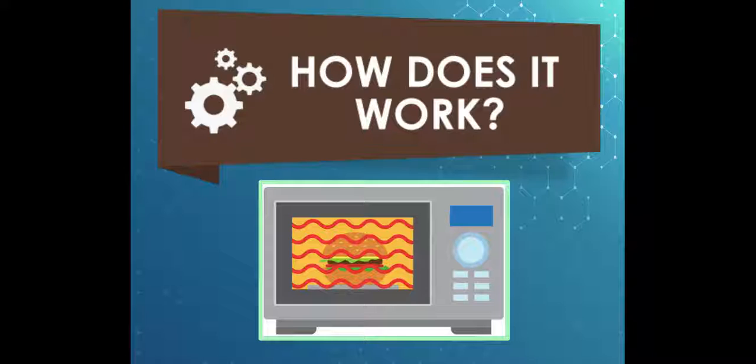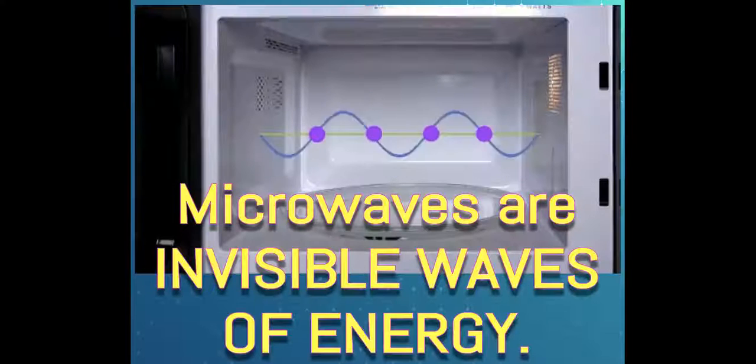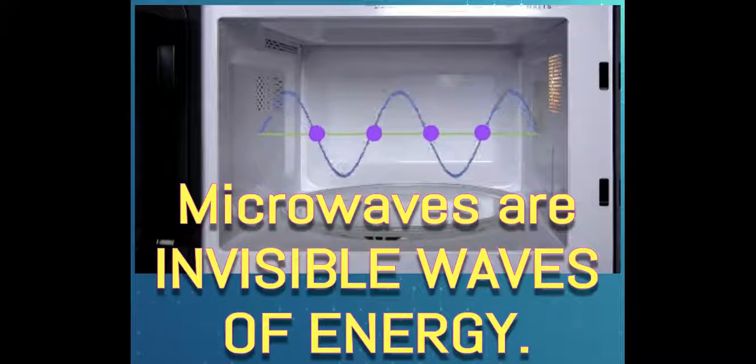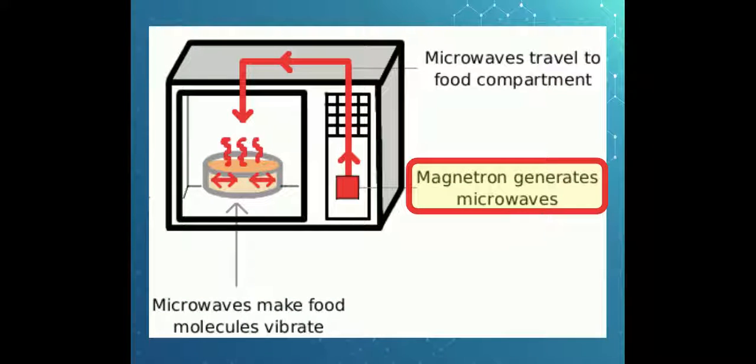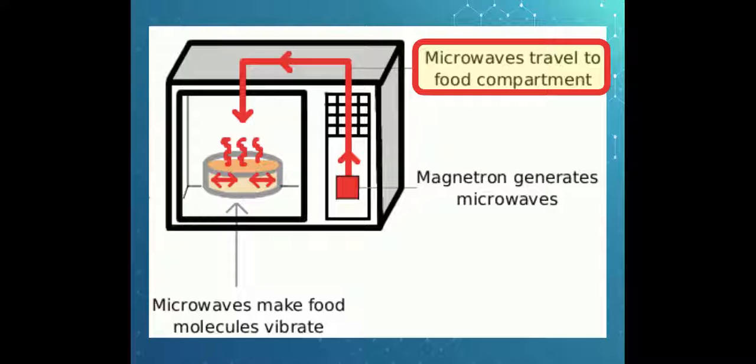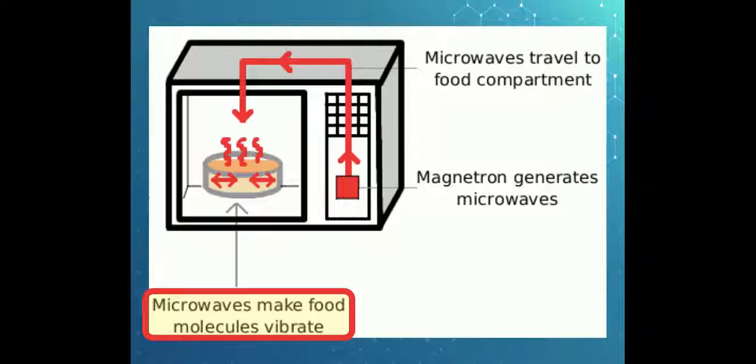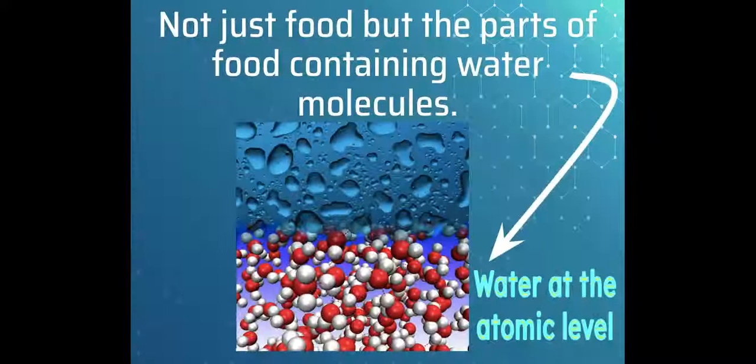Okay, so to continue learning about this, we need to also understand how a microwave is able to work. Microwaves are actually invisible waves of energy. In the microwave, there is a device called the magnetron that generates these microwaves. And the microwaves are going to travel to the food compartment and make food molecules vibrate. Now, it's not just food, but parts of the food containing water molecules.